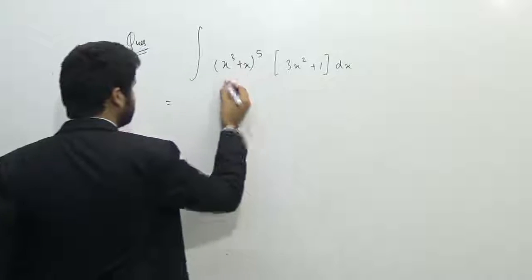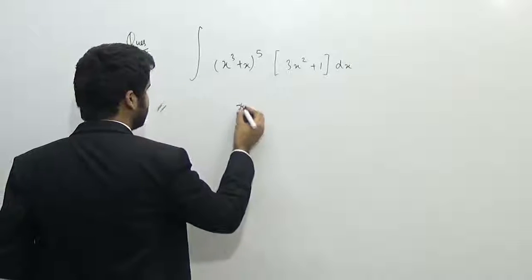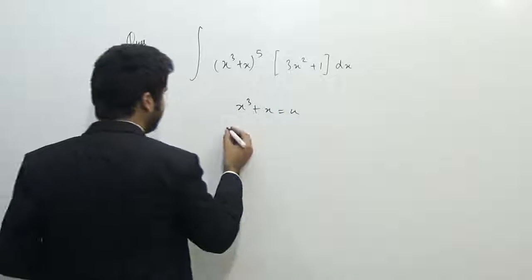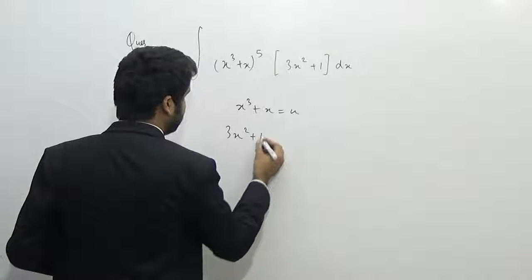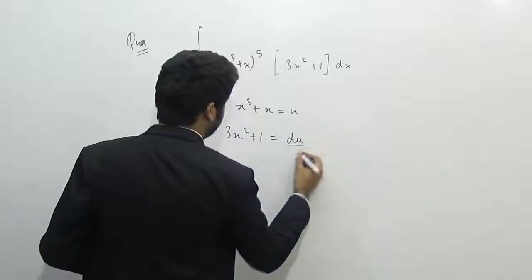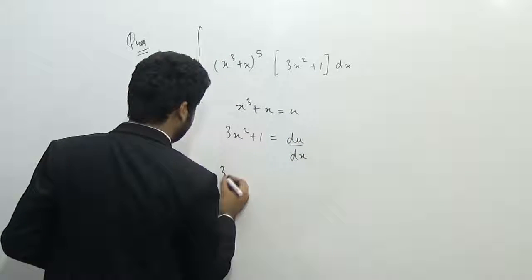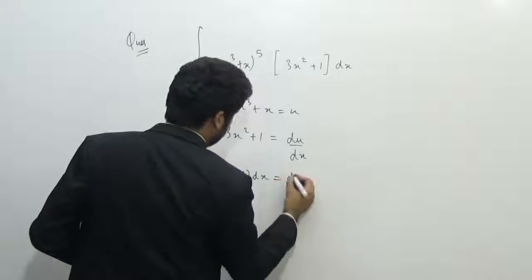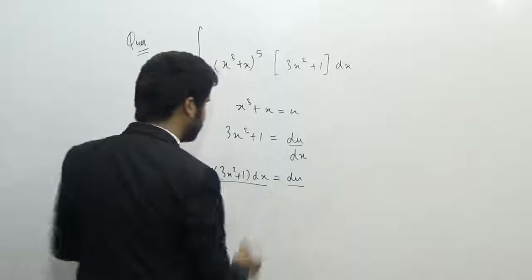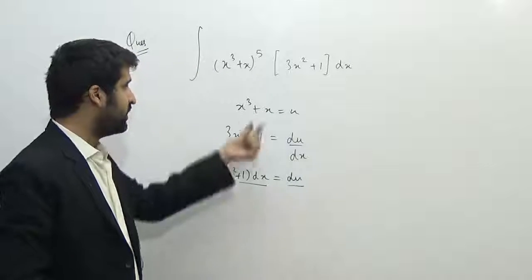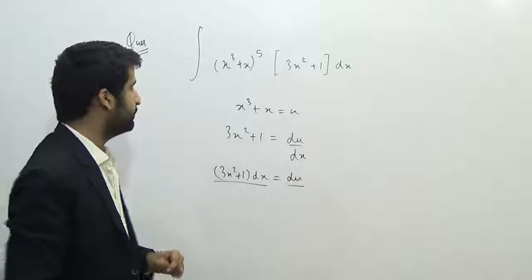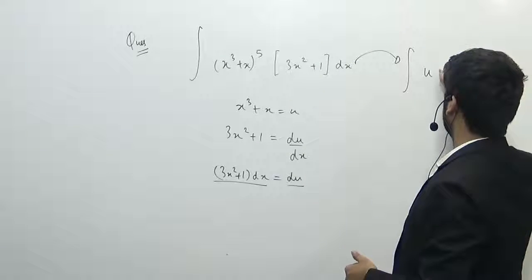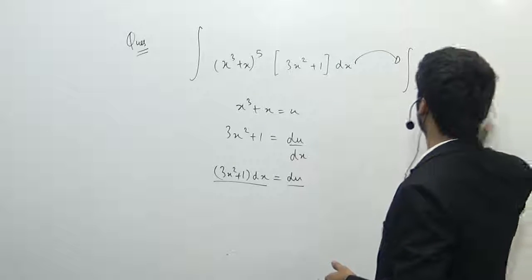So what we have to do is we will substitute this x cube plus x as u. So if you substitute and you differentiate, you will get 3x square plus 1 is equal to du upon dx, or 3x square plus 1 multiplied by dx will be equal to du. So you get the value of (3x square plus 1) into dx, that is equal to du, and this value is equal to u. So this integral will be converted into u to the power 5 multiplied by du.